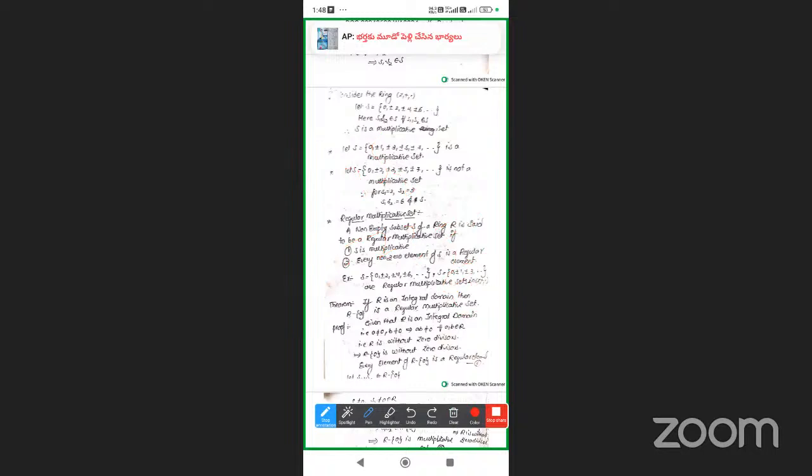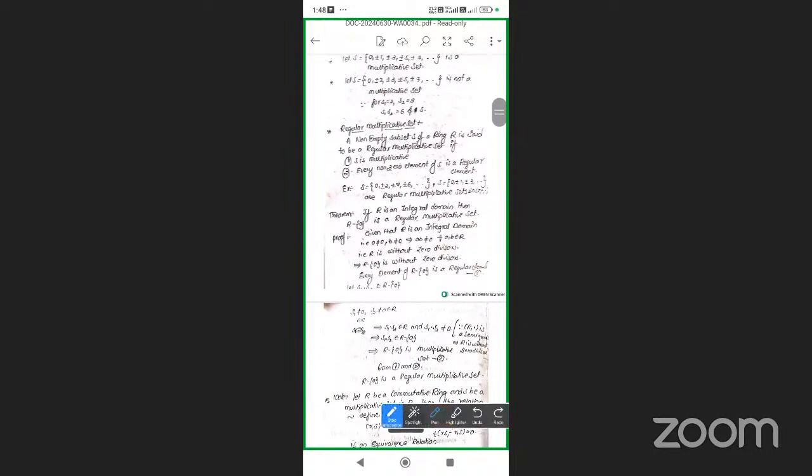A non-empty subset S of a ring R is said to be a regular multiplicative set if, first, S is multiplicative, and second, every non-zero element of S is a regular element. What is a regular element? See the examples.